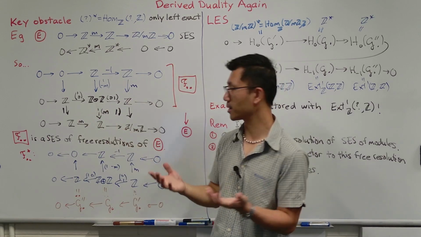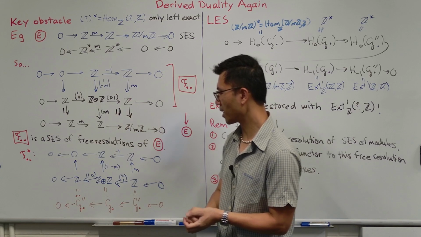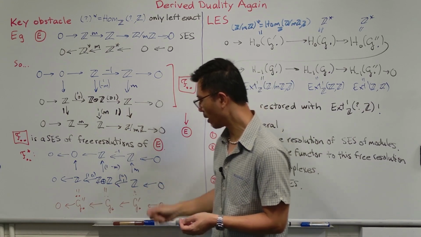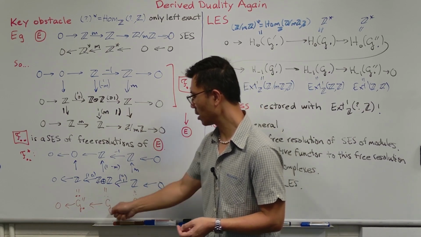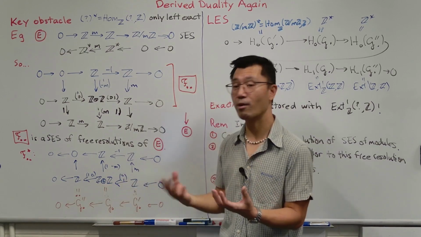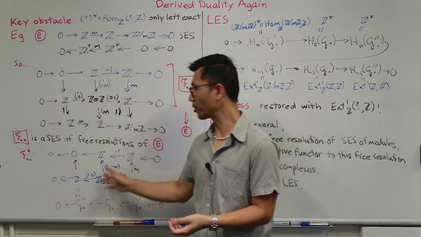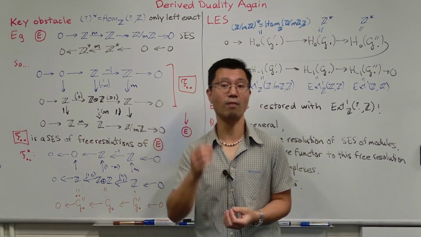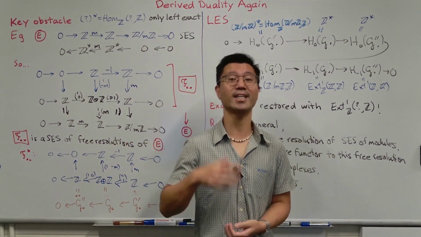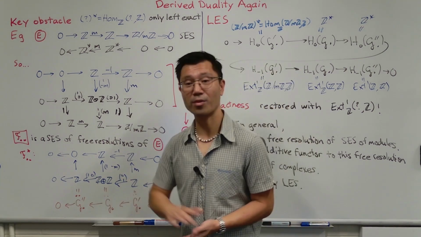They're no longer exact. Even if you throw in this bit here, it's no longer exact. But you have complexes, and I'll call those complexes G' dot, G dot, and G'' dot. And note that you've applied a contravariant functor, so the arrows go the other way. But the most important thing is that you have a short exact sequence of complexes. And so now we can again apply the long exact sequence in homology. So let's see what that gives us.